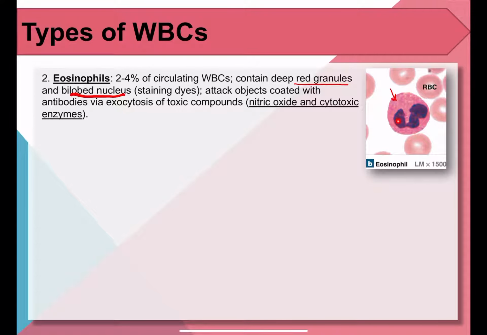And that's why on the model in lab, the one with the red dot background, that's the eosinophil. Okay, so there are these little features on the red and on the white blood cells that you can use to recognize which one they are. Now, they can attack objects coated with antibodies, of course, via exocytosis of toxic compounds.